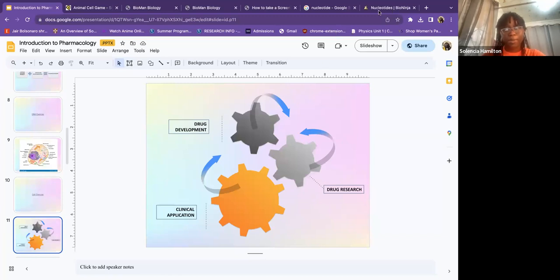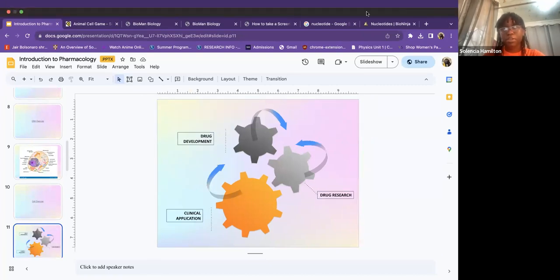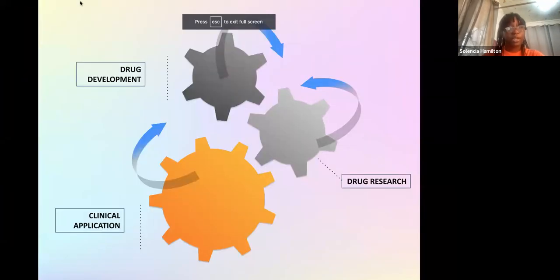Now we're going a little bit more into the general topic of pharmaceutical biotechnology. Back to screen share. Okay. So there's three aspects: drug development, drug research, and clinical application. This is essential because all the vaccines that we have were developed through pharmaceutical biotechnology, hence drug development. And drug research is also an important part.